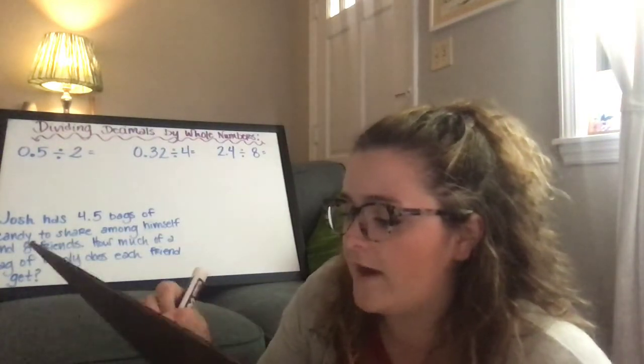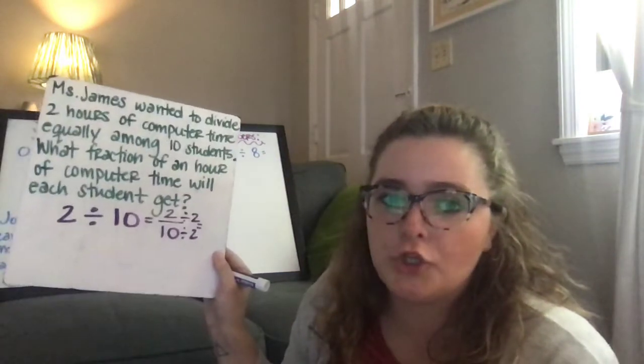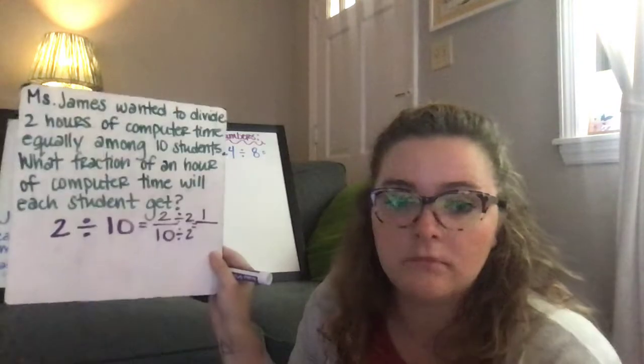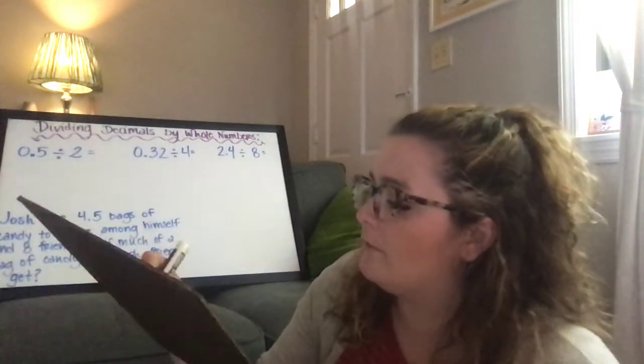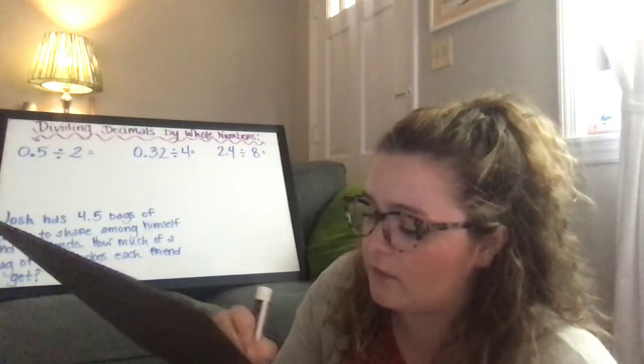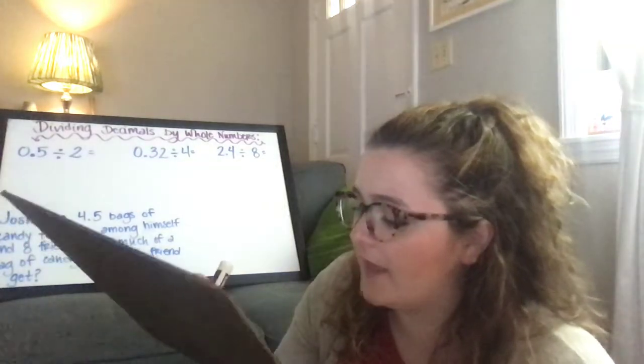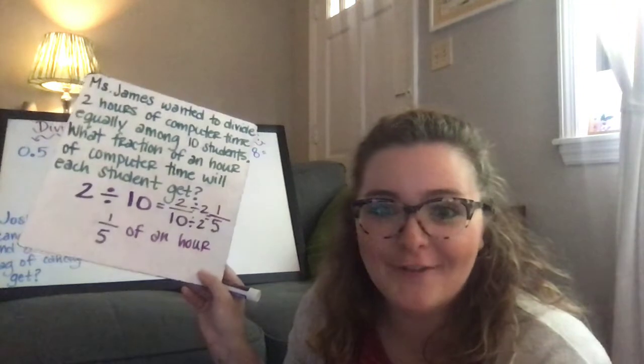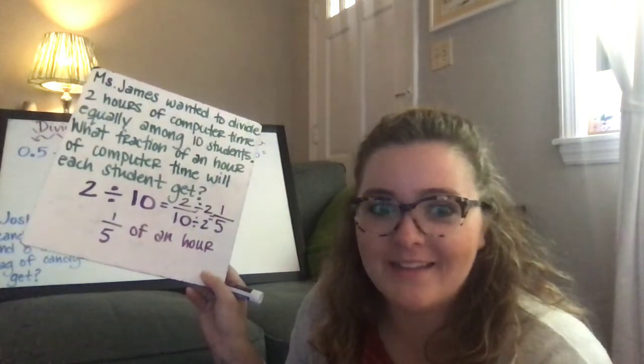What you're really doing is dividing by 1 whole. How many times can 2 go into 2? Once. How many times can 2 go into 10? 5 times. So your equivalent fraction would be 1/5, or 1/5 of an hour. And if you wanted a challenge, you could try to figure out how much 1/5 of an hour is, like how many minutes that actually is.